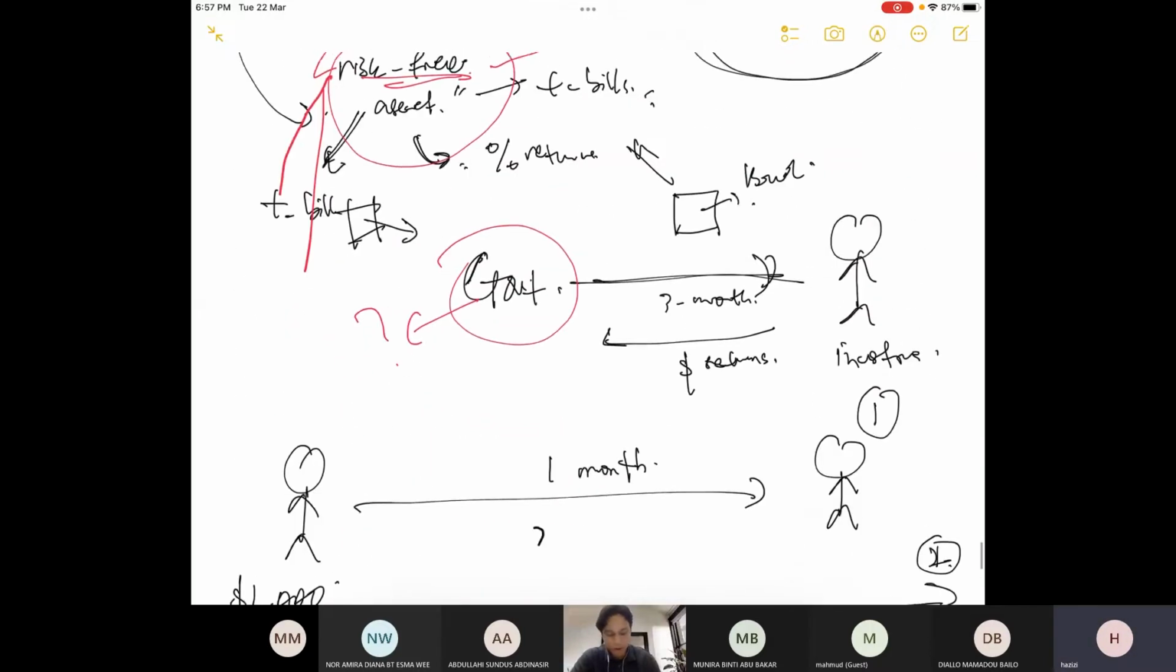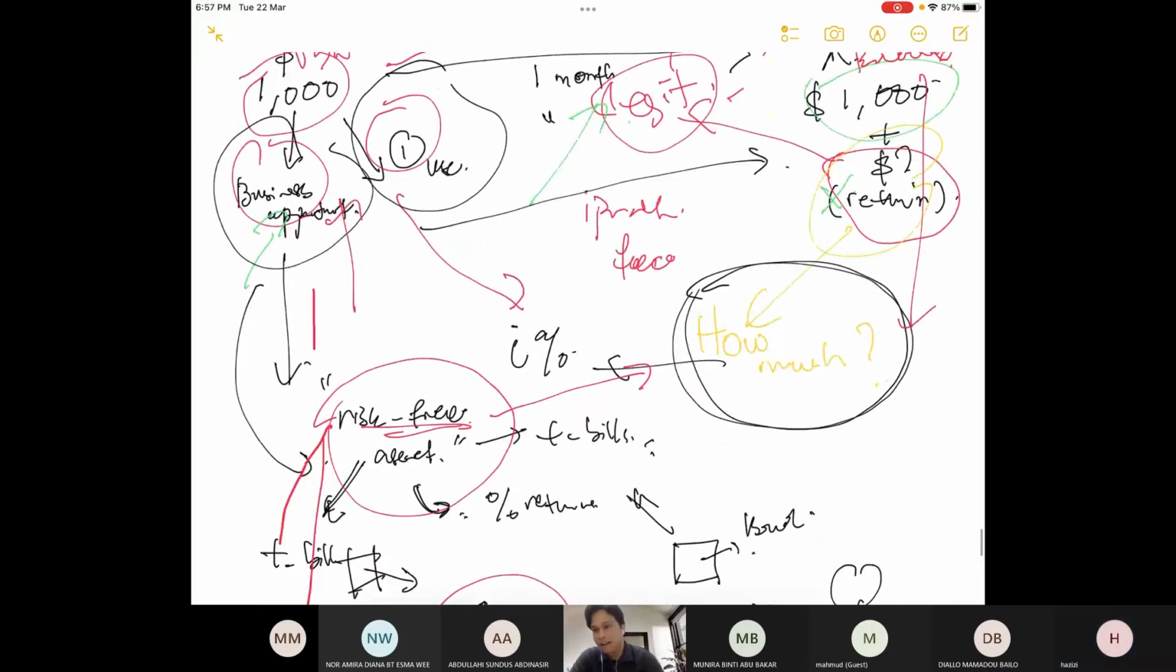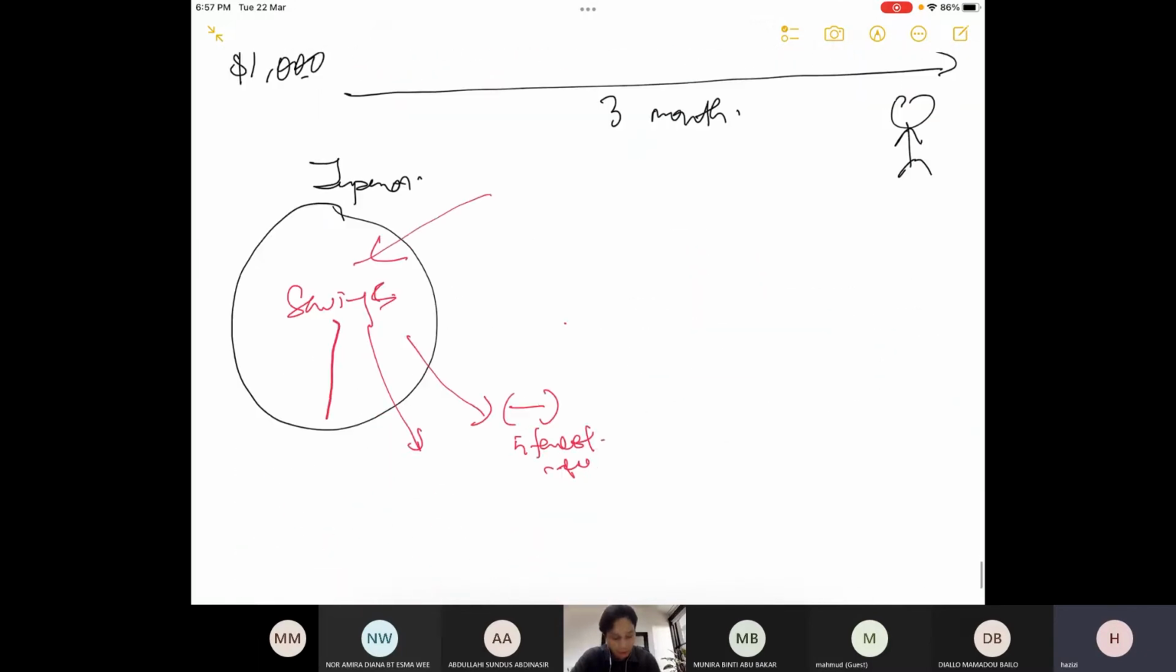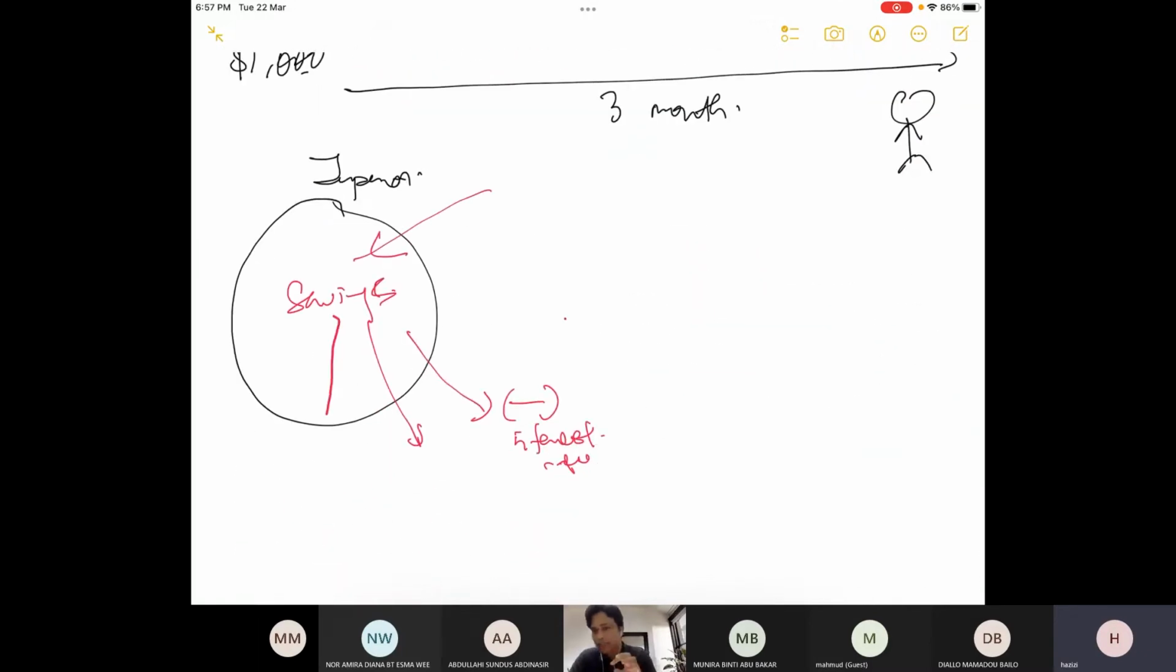This goes against the concept of time value of money that we discussed earlier. Remember? Because you say that I don't need to pay you a return, but instead I'm charging you, right? I'm charging you money because you keep the money at my bank. So you will see that this concept of interest rate is going against the concept of time value of money, right?